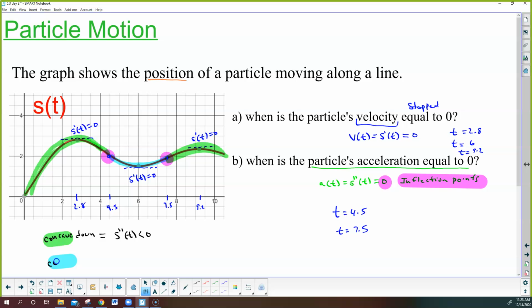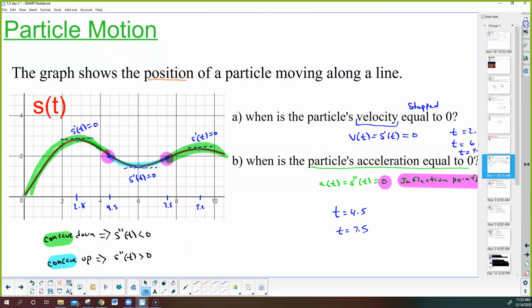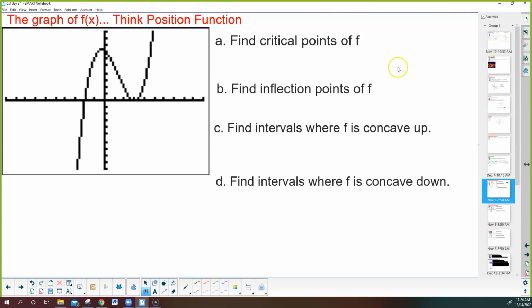And then what about the blue part? The blue part is where the function is concave up. So I know that this part is opening upward, which means the second derivative has to be greater than 0. Okay? So this is just a little bit of an idea of how it ties into motion. But we're going to be analyzing graphs today.